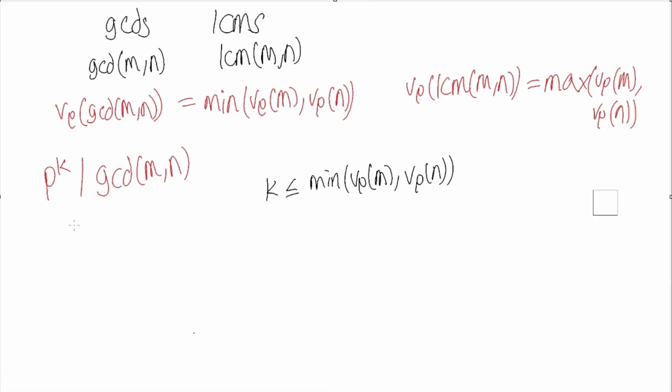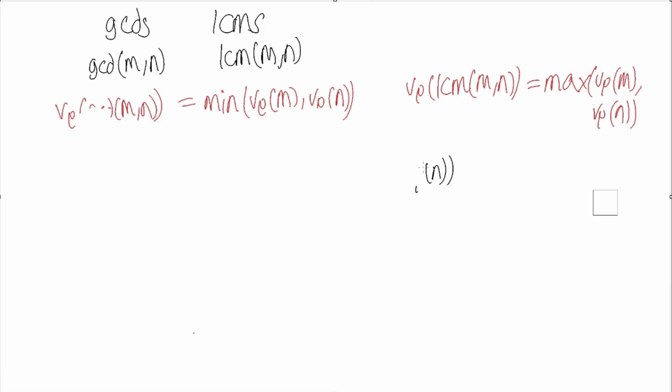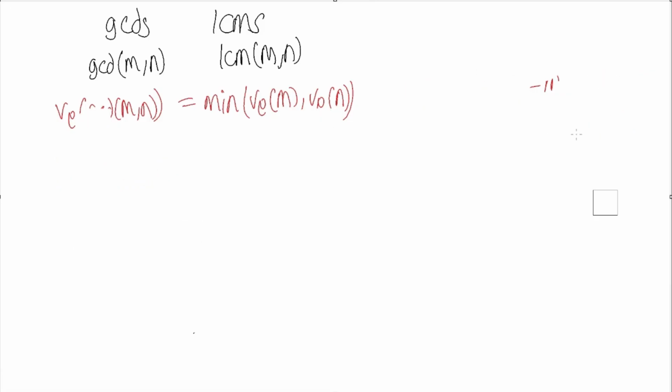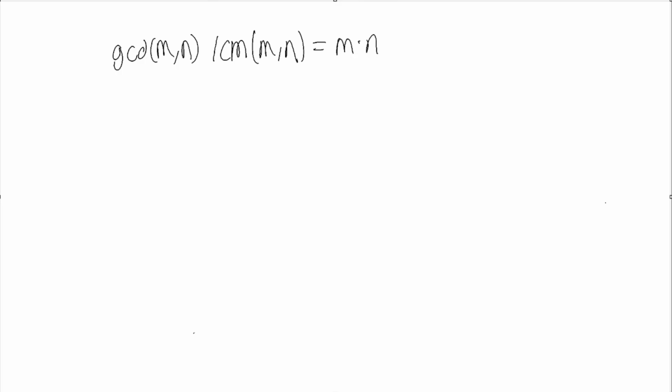Okay, so now let's take a look at an example of these two properties as well as the other ones we've seen in action. And the example is to prove that the GCD of m and n times the LCM of m and n is equal to m times n. Okay, so how do we prove this?